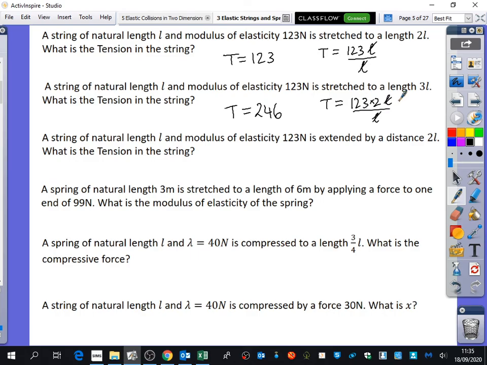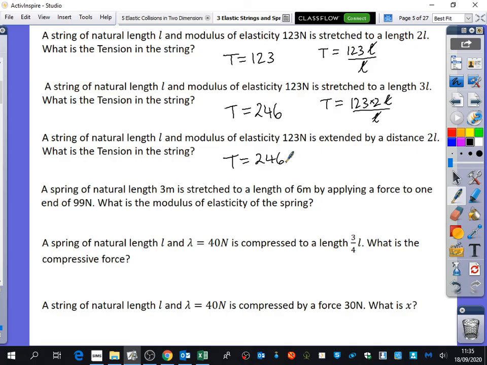So this one is slightly different in its wording. It says it is extended by a distance of 2L. So it's the same as this one because it's actually ending up at an overall length of 3L. So you've got to be really careful in these questions because sometimes they might tell you what the string length is, sometimes they might tell you what the extension is, and you've got to be careful about identifying that.